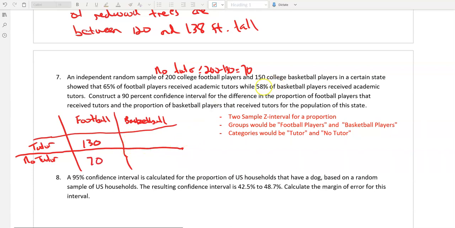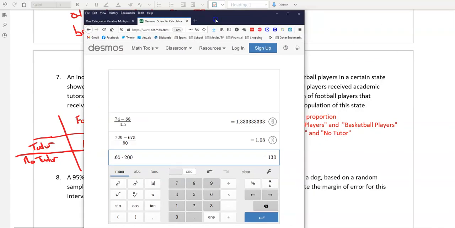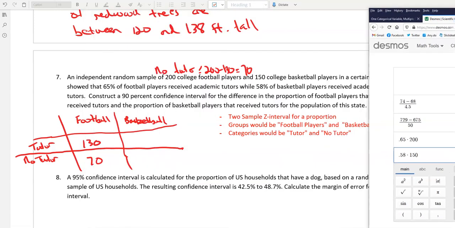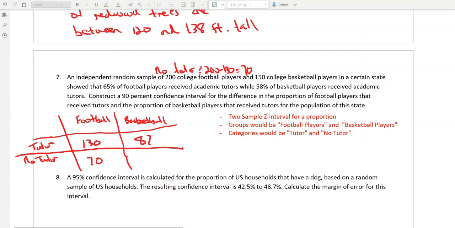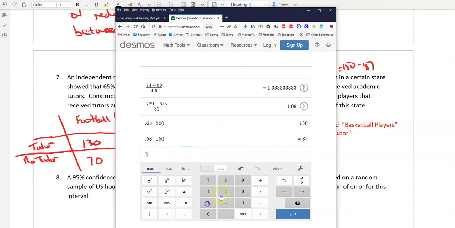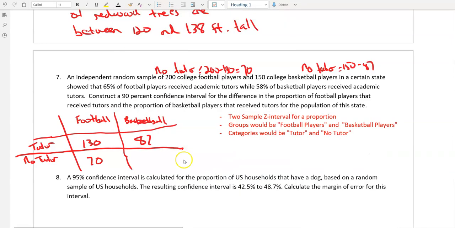And then for the basketball players, 58% of 150. So 0.58 times 150 would be 87 people. 87 out of 150. So it'd be 87 have a tutor, and no tutor would be 150 minus 87. And you can use a calculator if you need to on that. You get 63. So 63 basketball players would have no tutor.